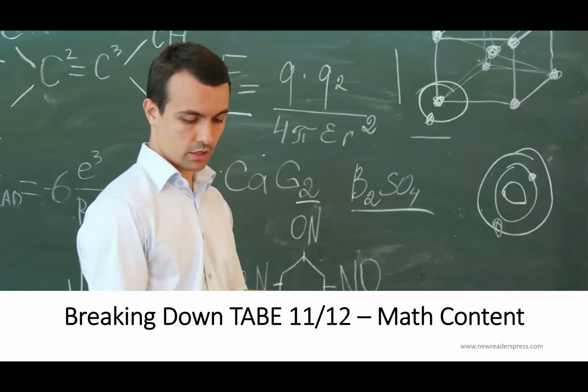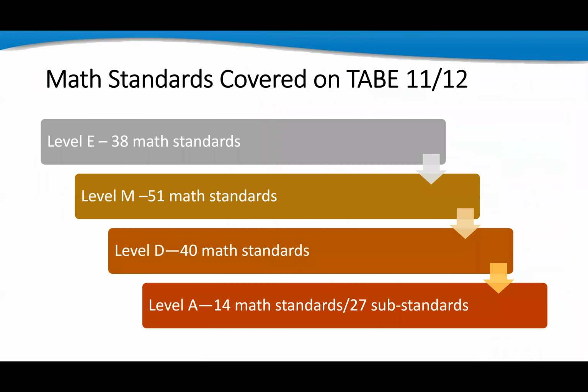So now let's do a deep dive on the math content of the TABE series. Here you're going to see a variety of different standards covered, and these are very different from reading and language. They include both standards in some cases of the higher level math along with substandards. So at E level, there are 38 standards that are covered. At M level, if you've wondered why this particular test section has presented a lot of angst for you, there are 51 standards in here. At D level, there are 40 math standards, and at A level, there are 14 math standards with 27 substandards that are tested.